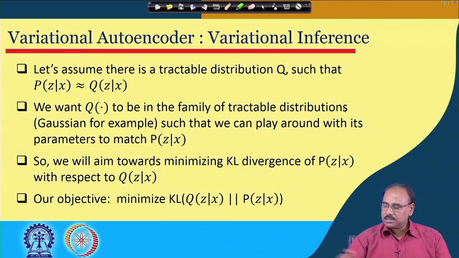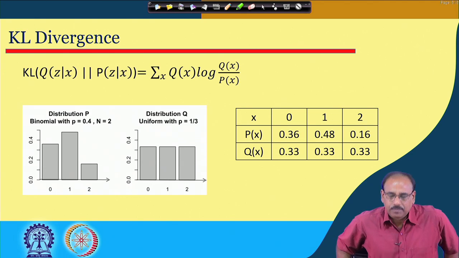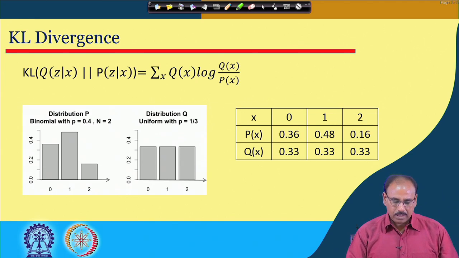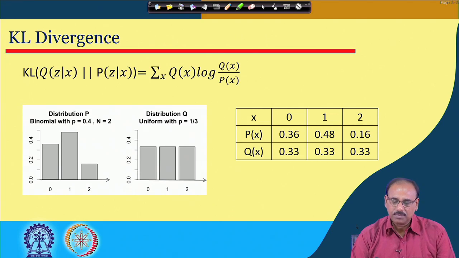Now let us see what this KL divergence is. The KL divergence between q and p is defined as the sum of q of x log of q of x upon p of x, where you take the summation over all x. That becomes the KL divergence between q and p. Before going further, let us discuss the genesis of this KL divergence.